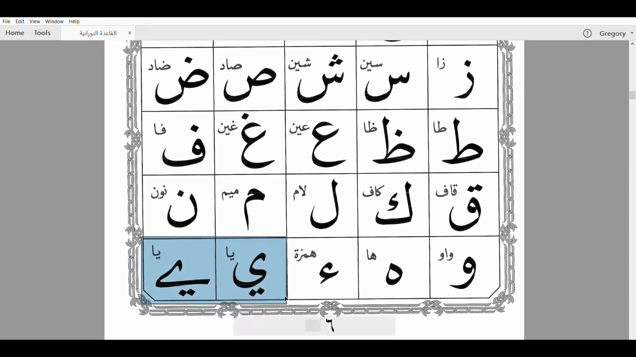These next two are the same thing. The two dots under it. They're just written differently.